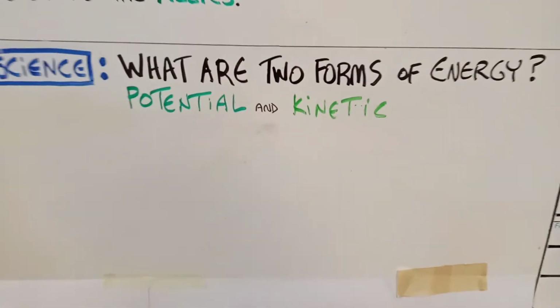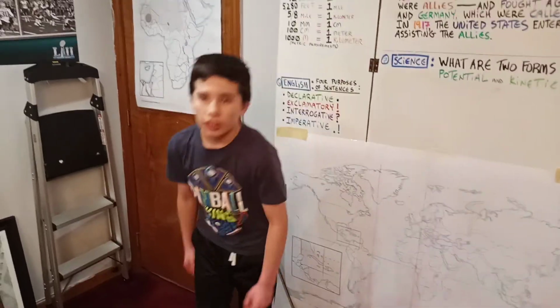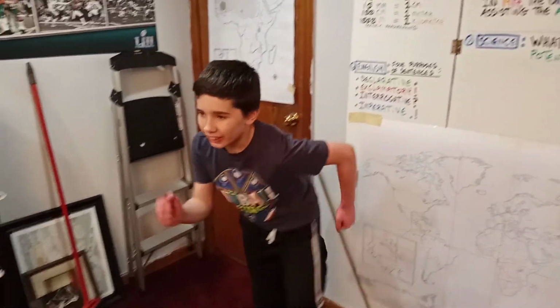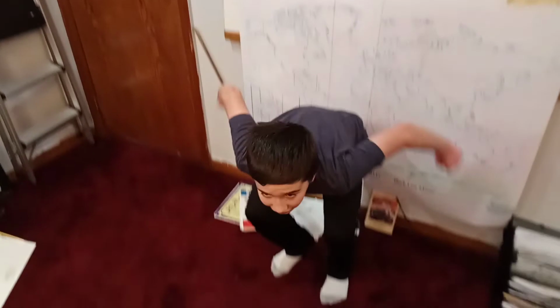And that's potential and kinetic. So here we go. What are 2 forms of energy? 2 forms of energy are potential, kinetic. What are 2 forms of energy? 2 forms of energy are potential, kinetic.